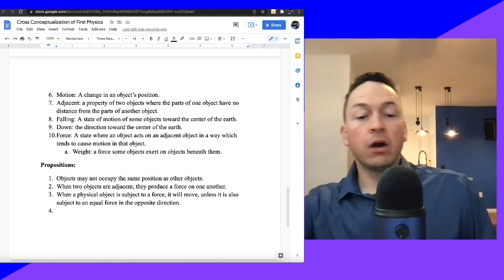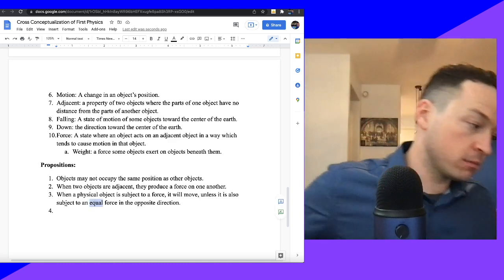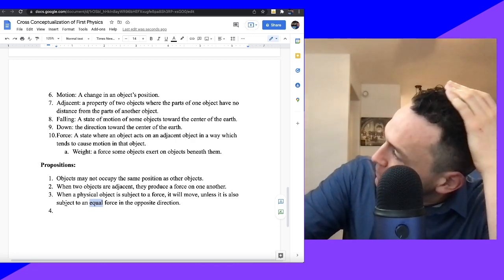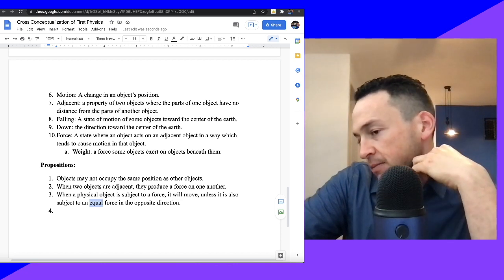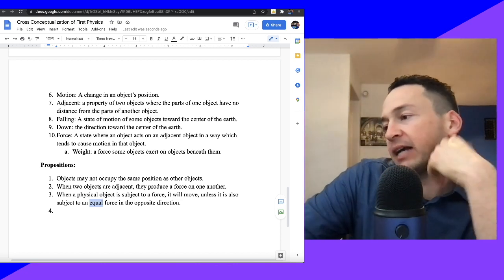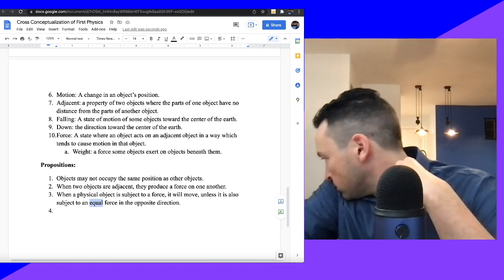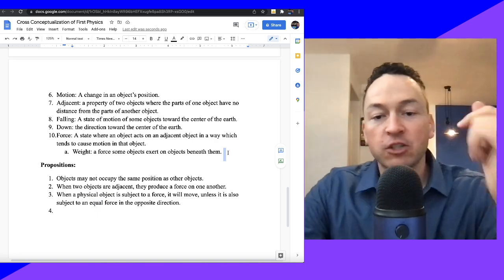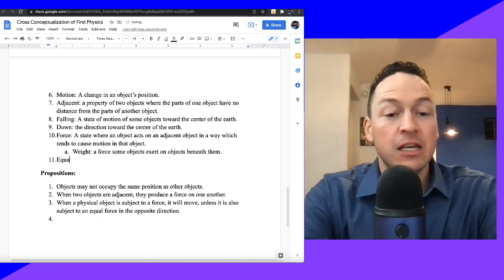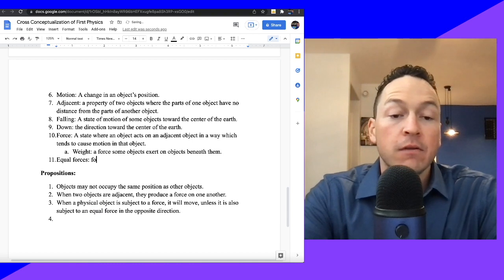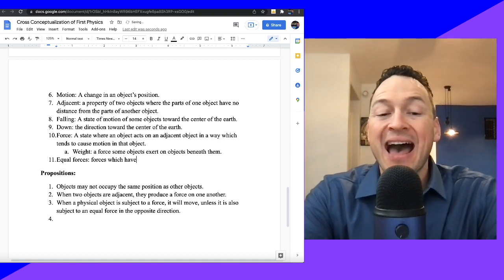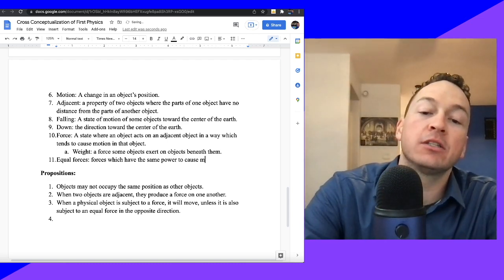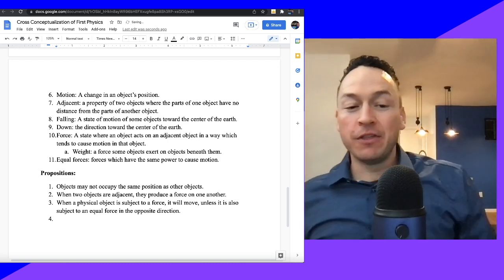Okay, well, what does equal mean? Equal means, now this isn't a physical concept, it means to the same extent. What are equal forces? Well, let's write that down as a concept. Equal forces: forces which have the same power to cause motion.